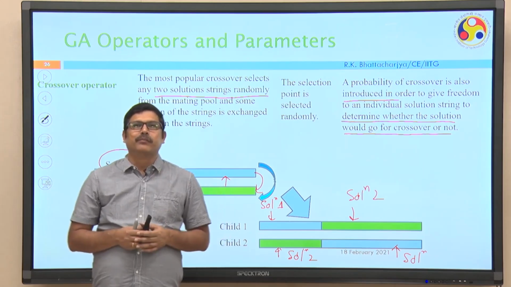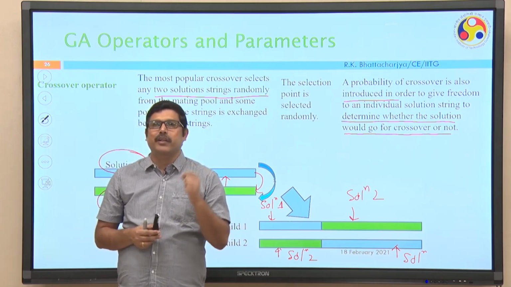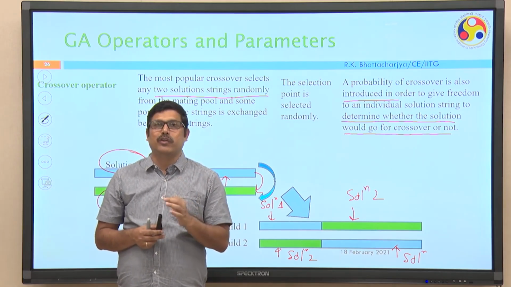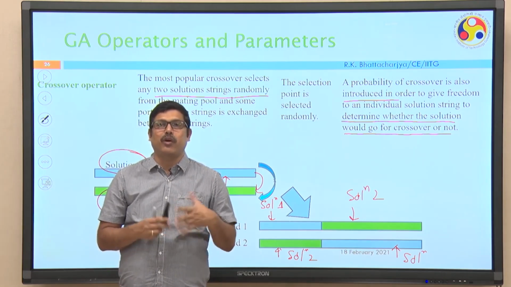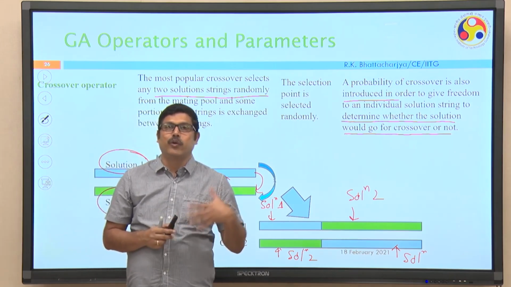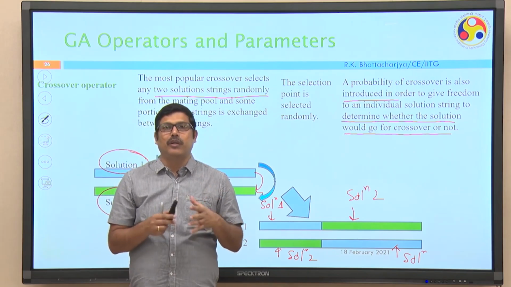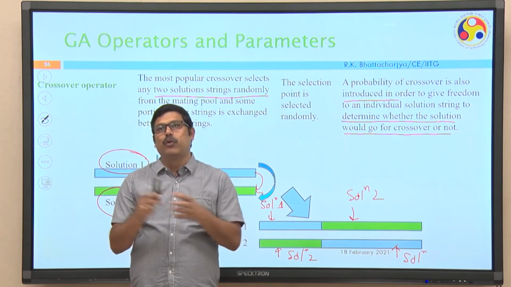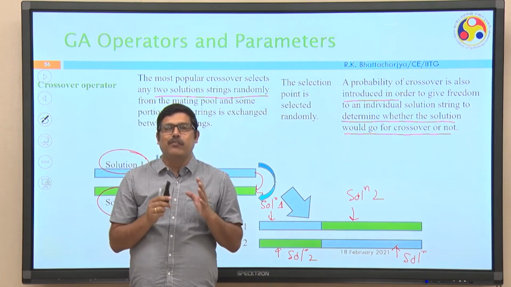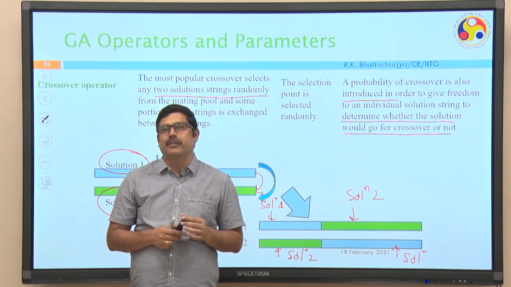So, what does it mean? 60% means that whatever solution you have, 60% of that solution will go for crossover, and 40% of them will not go for crossover and will directly go to the next generation. So, if it is 95%, then 95% of the solutions in the mating pool will go for crossover, and 5% will directly go to the next generation.